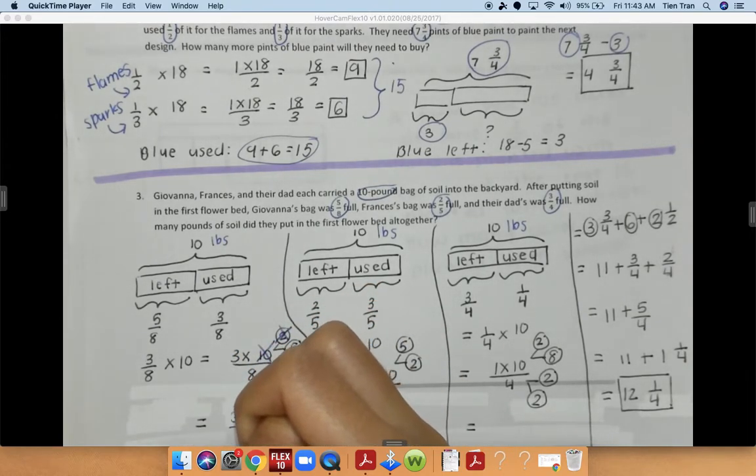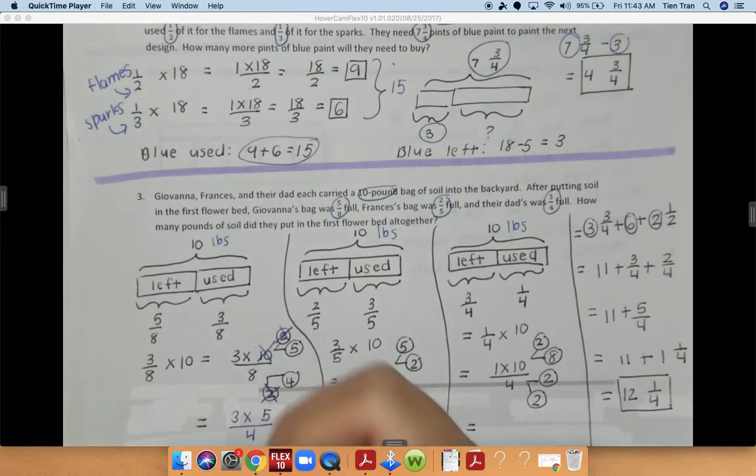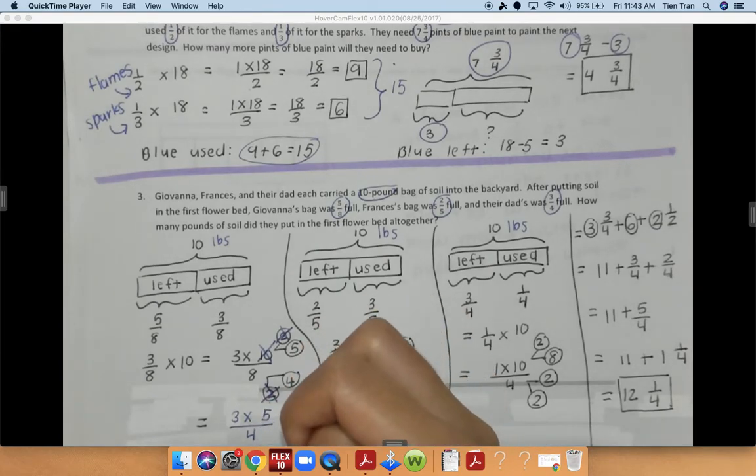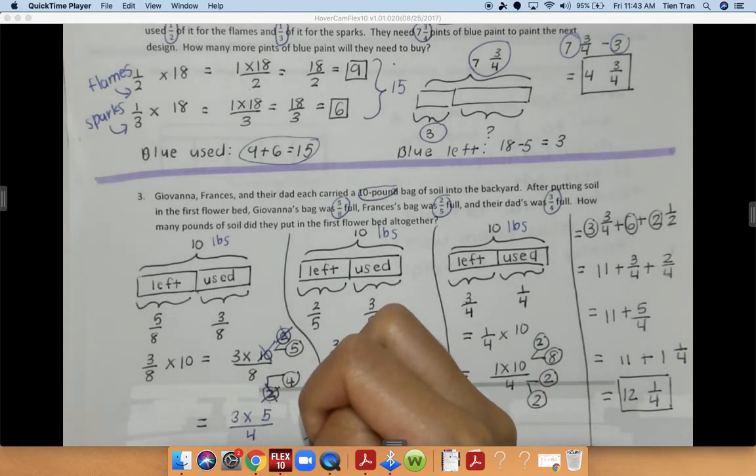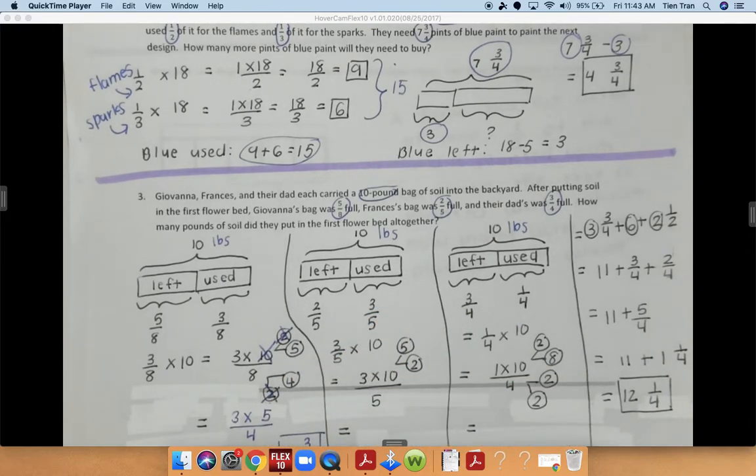So I have 15/4. And 15/4 is the same as: 4 can go into 15 3 times. My remainder would be 3, and my denominator would be 4. So it's the same as 3 and 3/4.